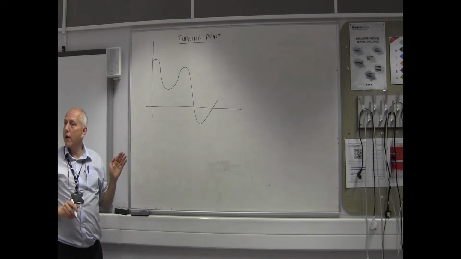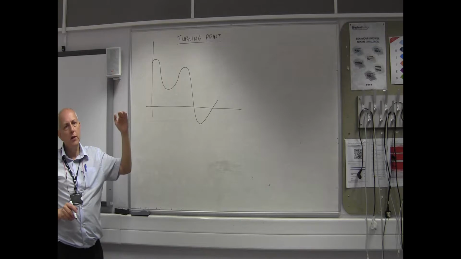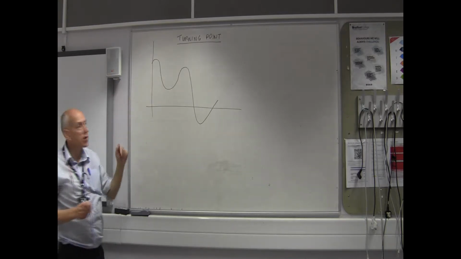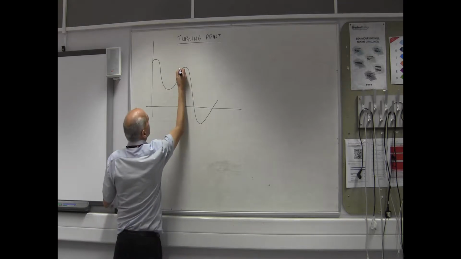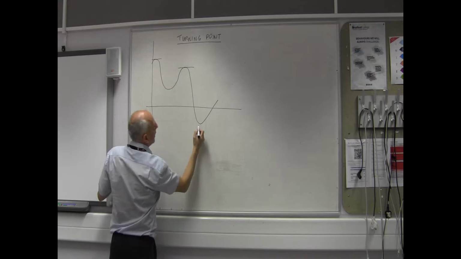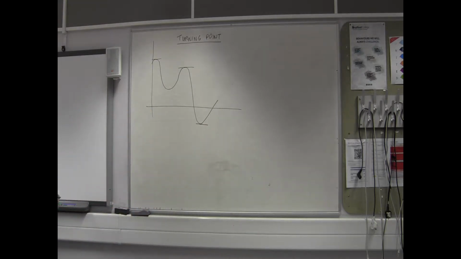It's basically when the gradient goes flat, so it's going up or going down, and then it's going up and then it starts going down. So it's a turning point where it goes flat. There's one there, there's one here as well. There's one here. Okay, and they're turning points.